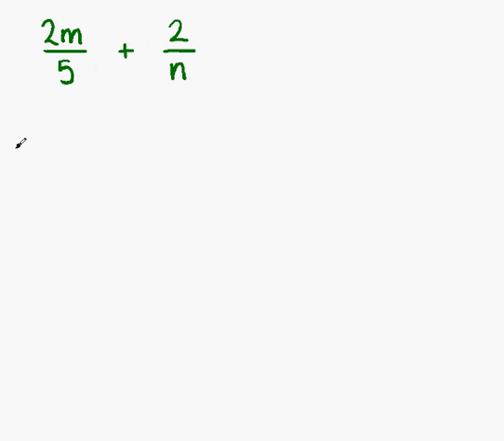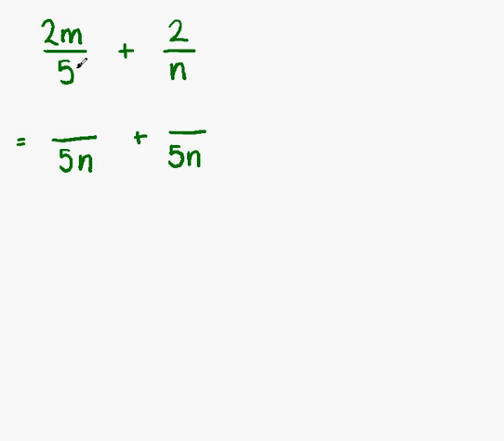This is example 2. We're asked to simplify 2m over 5 plus 2 over n. So what we're looking to do is to add the fractions together, and we can't do that yet because we do not have a common denominator. If you think back to the last example, we found out that one way of getting a common denominator on the bottom is by multiplying the two denominators together. So 5 times n gives us 5n. So we have the common denominator of 5n now.